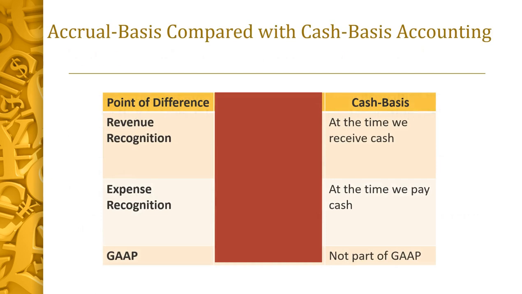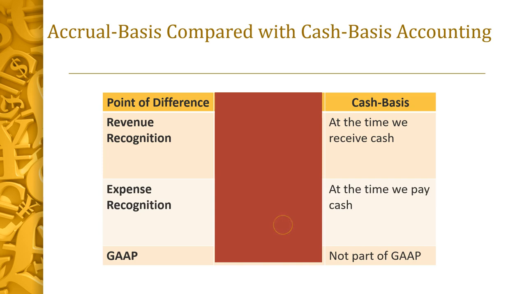Most people think of, in their own personal lives, they keep track of things on a cash basis. They have revenue when they receive the cash, and they have expense when they exchange it for some kind of service or goods. This is not GAAP.